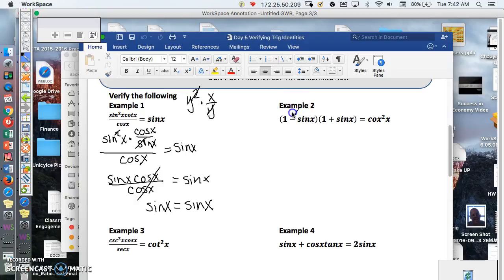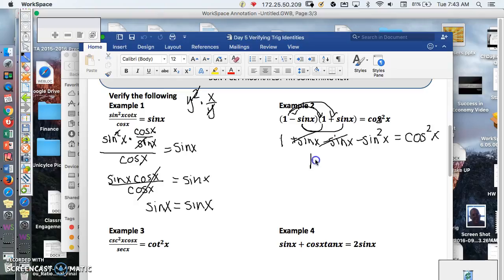So this next one here, let's see if we can multiply this out. Because everything's in terms of sine and cosine, 1 times 1 is 1, plus the sine of x, minus the sine of x. Then we would have minus sine squared of x equals the cosine squared of x. Well, sine and sine cancel, so 1 minus sine squared of x equals cosine squared of x. And well, this here, that's a Pythagorean identity.